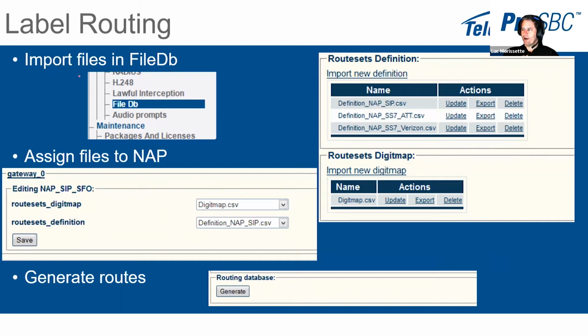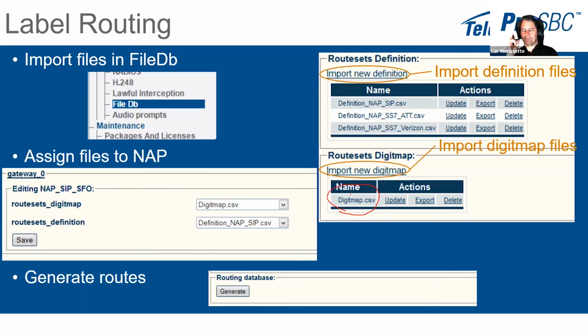So to enable label routing, what we will do, all right, you need to go here in FileDB and import a new definition file, route set definition. There's a specific segment in the FileDB that we can go to, and it's called import new definition. Then you can add for each network access point you have in the system a new definition file: NAP A, NAP B, NAP C, or anything like that. So you just enter all your definition files that were created before, which have the labels, the priority, the weight, and the remapped values and stuff like that. You also enter your digit map file here. Import your new digit map file.